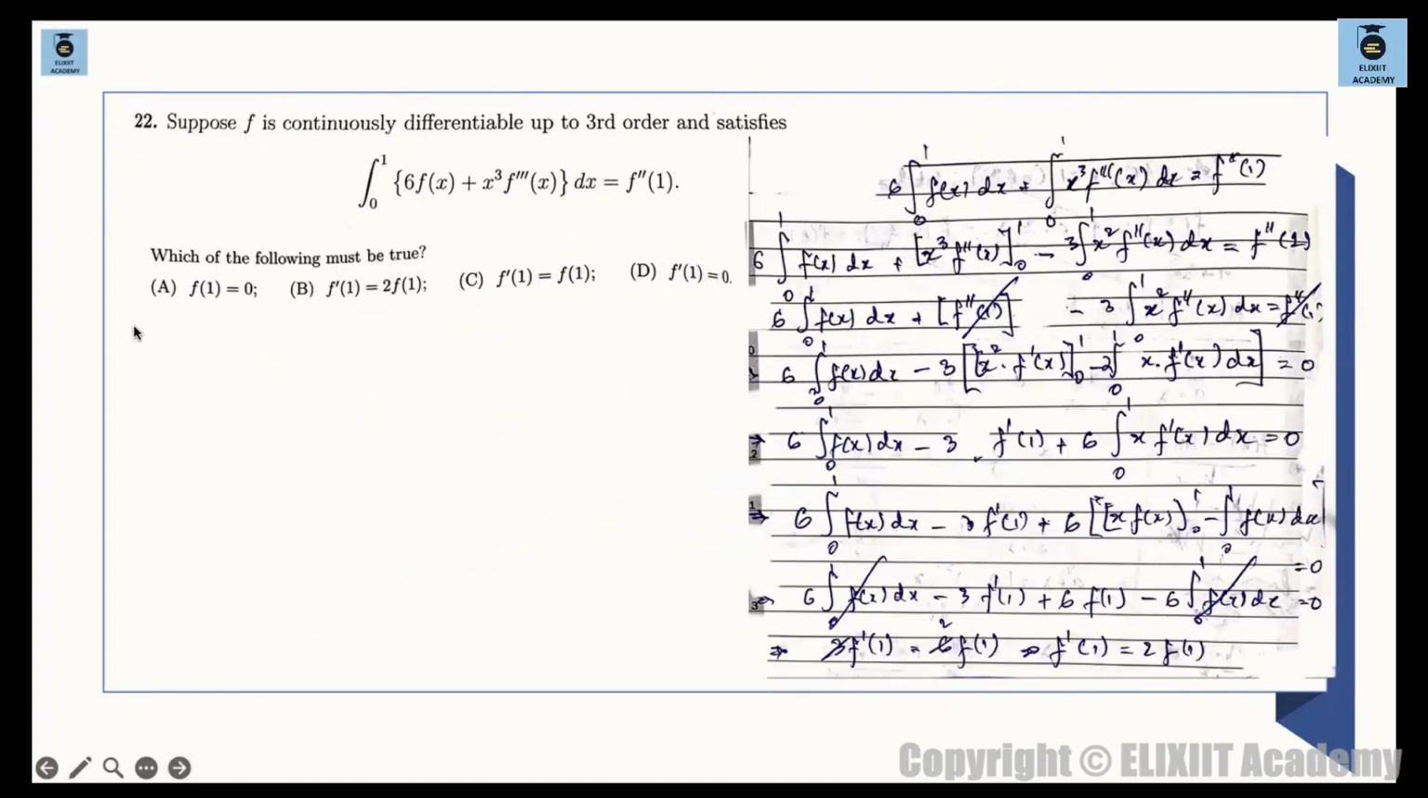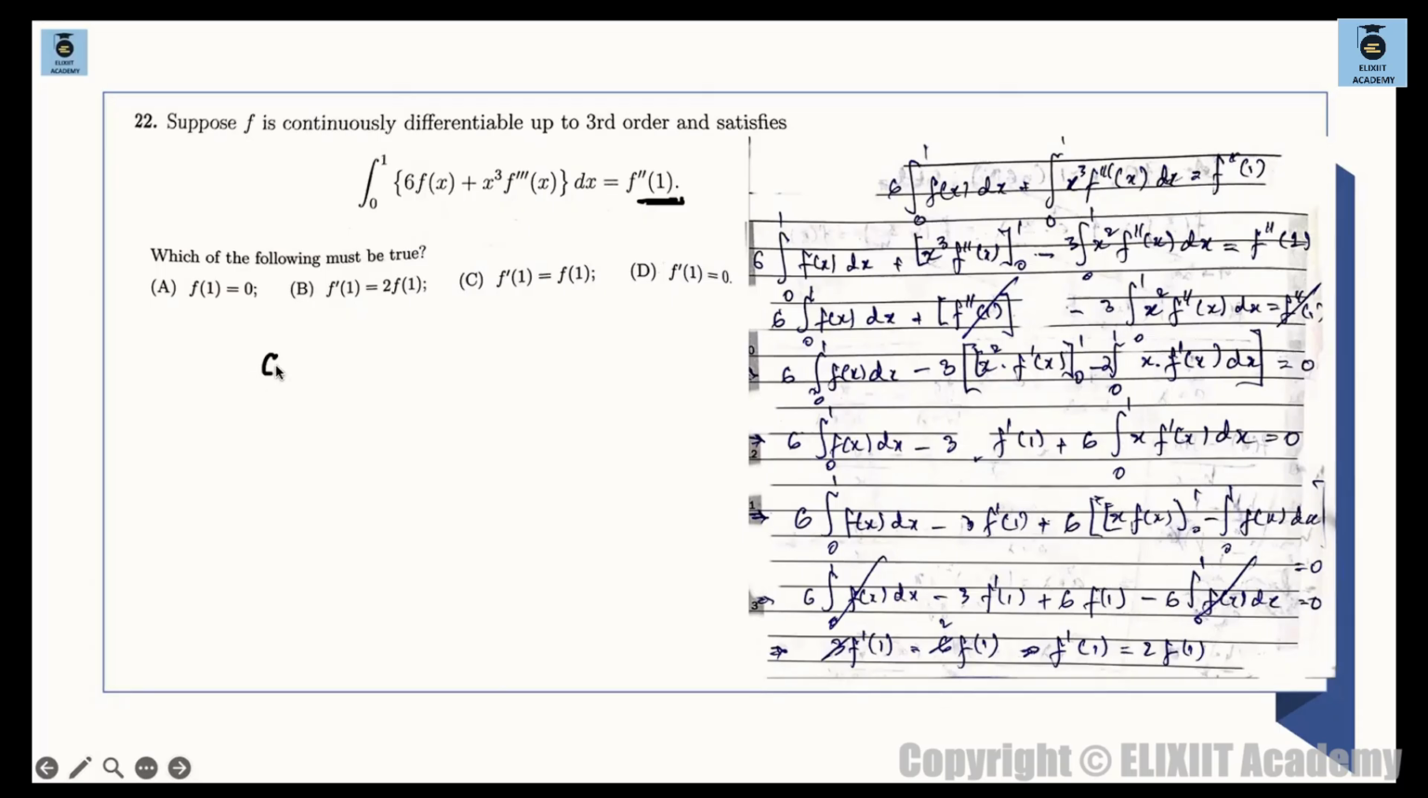Okay, next we have this question which says that suppose f is continuously differentiable up to 3rd order and satisfies this integral equation given, which is going from 0 to 1, 6f(x) plus x cube into f triple dash of x dx. Right hand side is f double dash of 1. So which of the following must be true? So these are some relations given in terms of f dash of 1 and f of 1. We need to verify this thing. So the best thing to solve this is basically separating this thing.